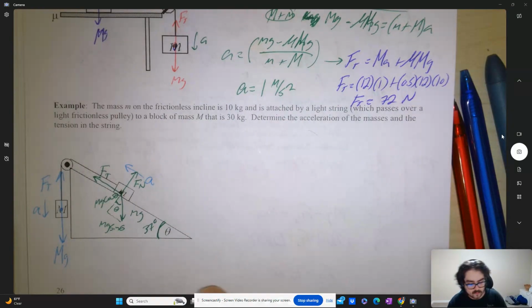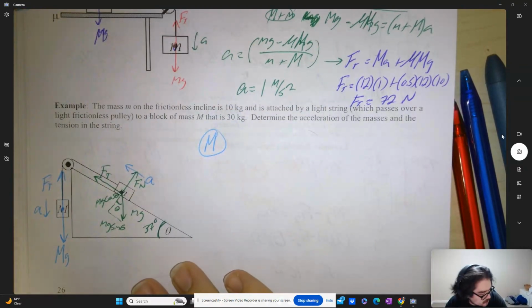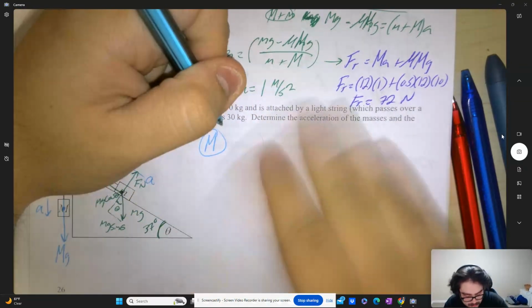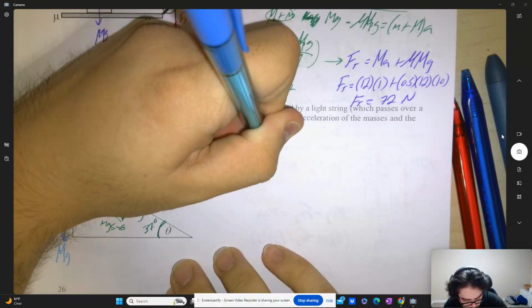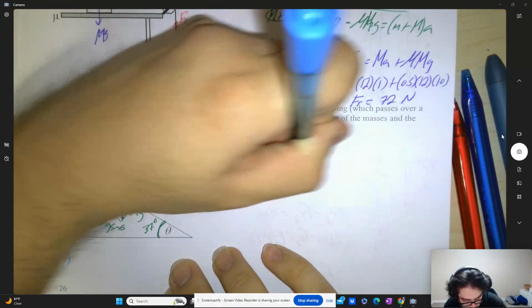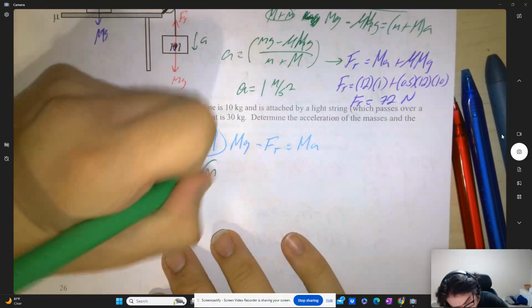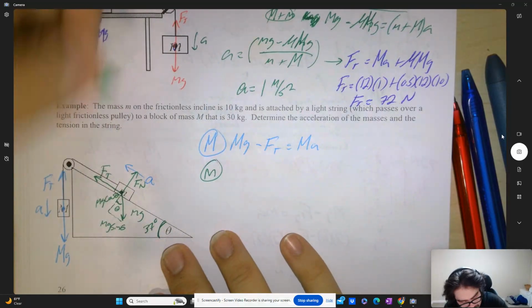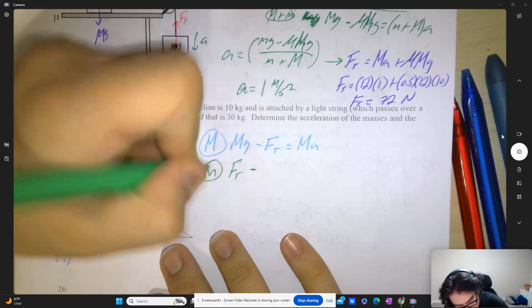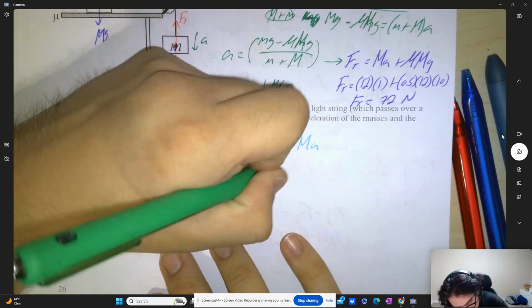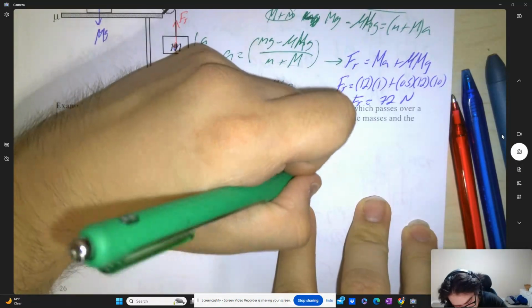To get a general form for the equation, if I'm looking at just big M, then it's going to be capital Mg minus the tension force equals capital Ma. If I'm looking at just little m, then it's going to be the forward force, tension force Ft, minus mg sine theta equals little m a.